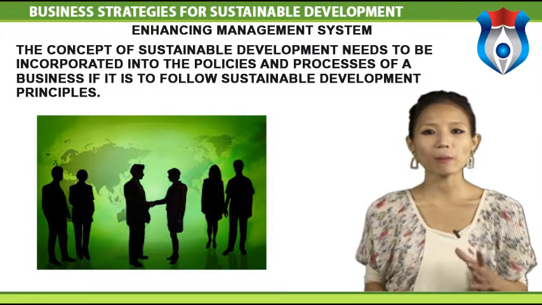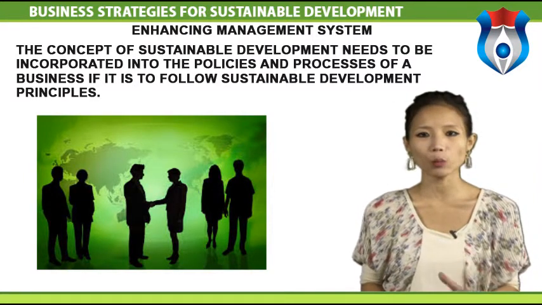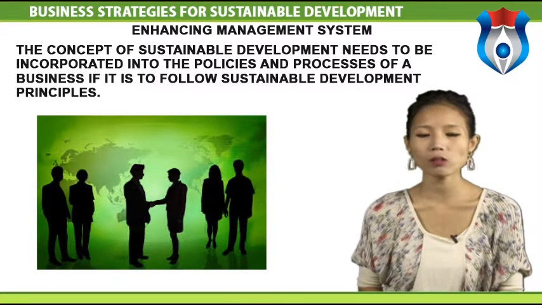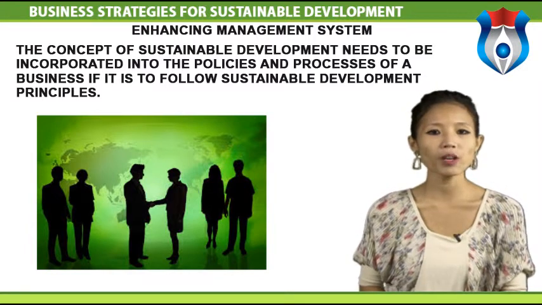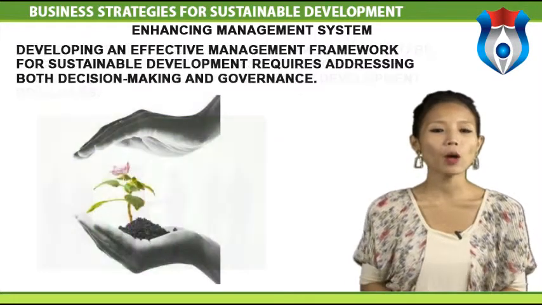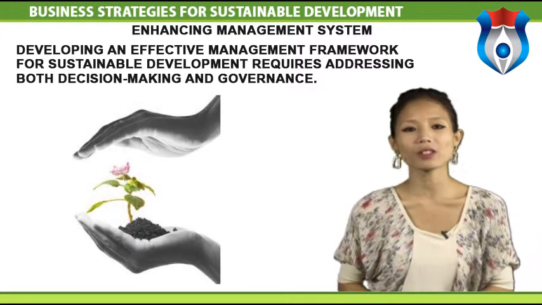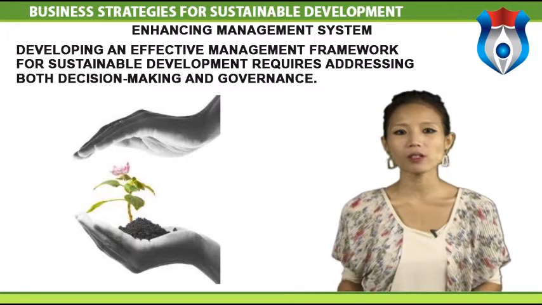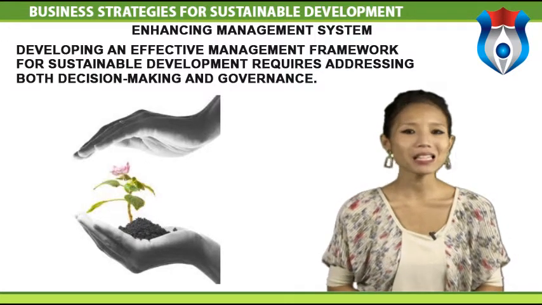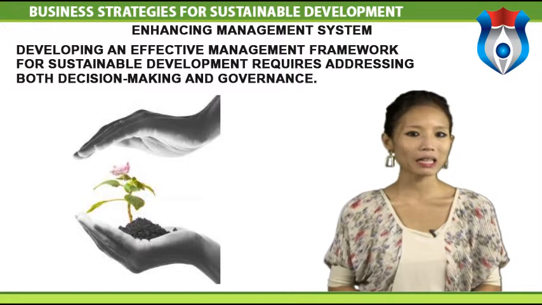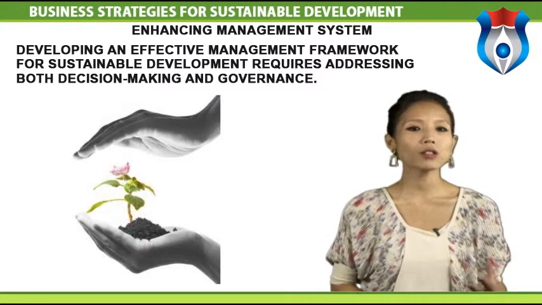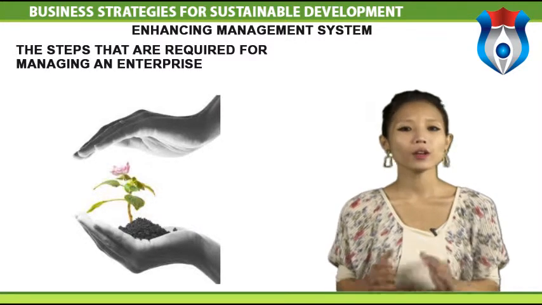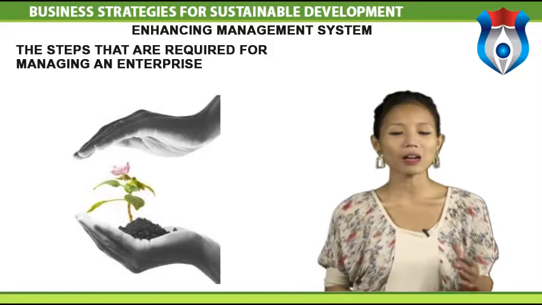The two main areas of the management system that must be changed are those concerned with a greater accountability to non-traditional stakeholders, and continuous improvement of reporting practices. Developing an effective management framework for sustainable development requires addressing both decision making and governance. The concept of sustainable development must be integrated both into business planning and into management information and control systems. The steps that are required for managing an enterprise according to sustainable development principles are given below.